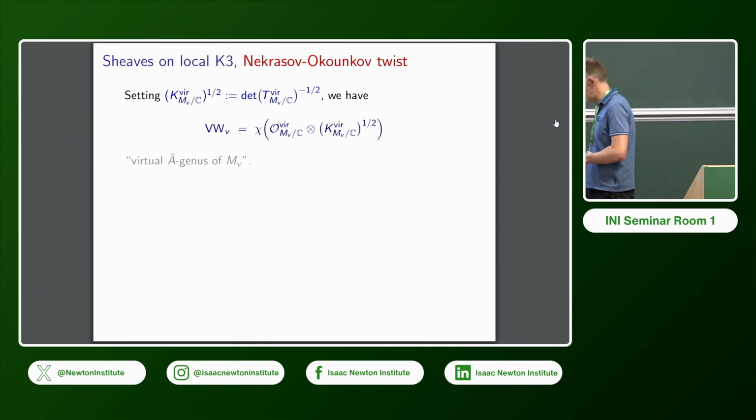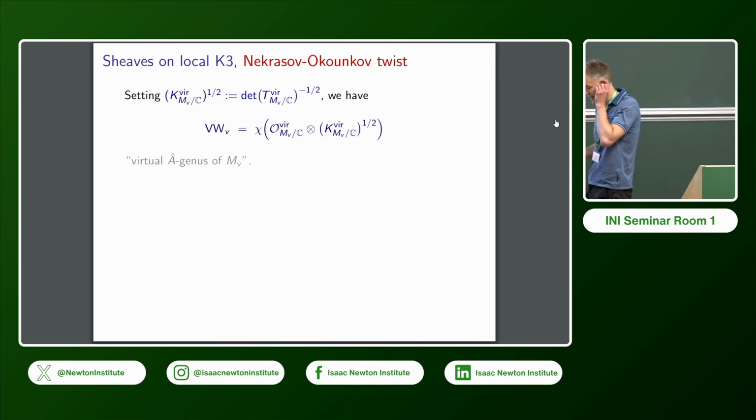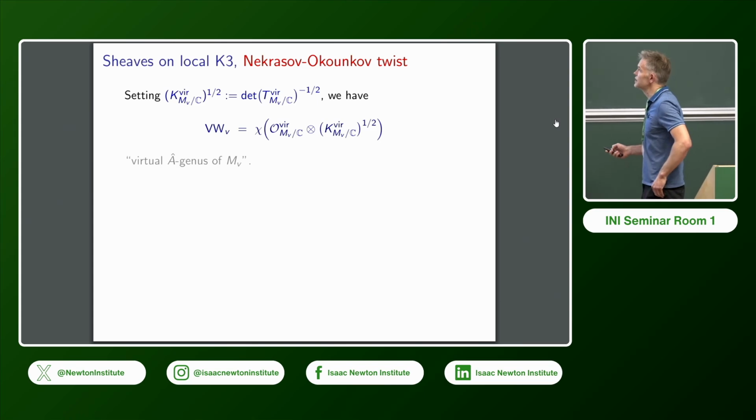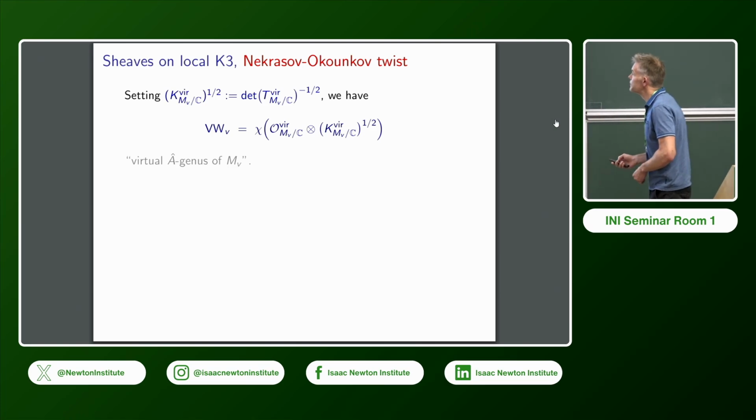Now, we want, as a refinement of this, and what Nekrasov and Okounkov tell you to do, motivated by physics, is to twist everything by the virtual canonical bundle, the square root of the virtual canonical bundle of the moduli space. So what you do is you work K-theoretically instead of cohomologically. So you take the virtual structure sheaf, which you should think of as roughly speaking the structure sheaf of the virtual cycle. You twist it by this line bundle, and then you take holomorphic Euler characteristic.